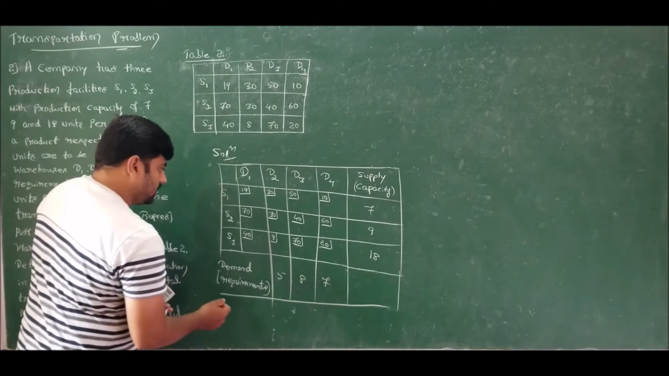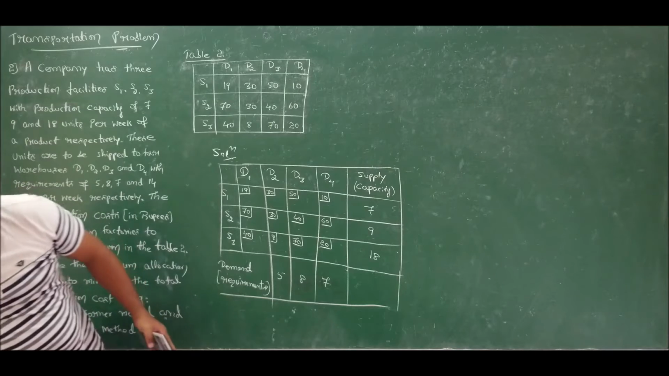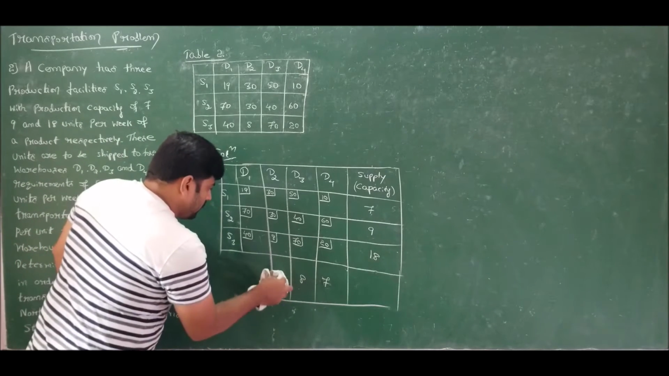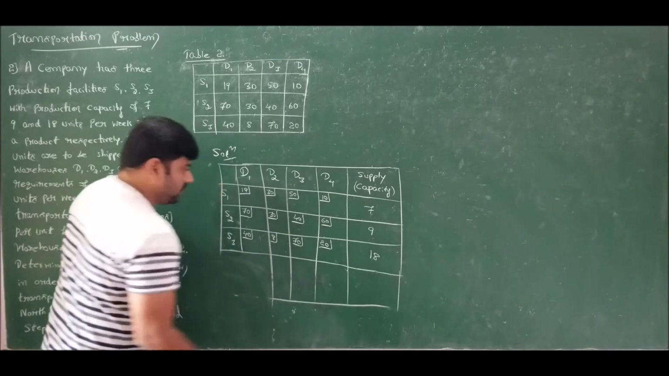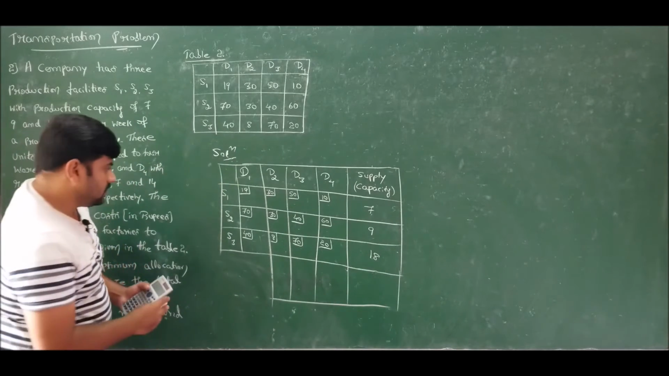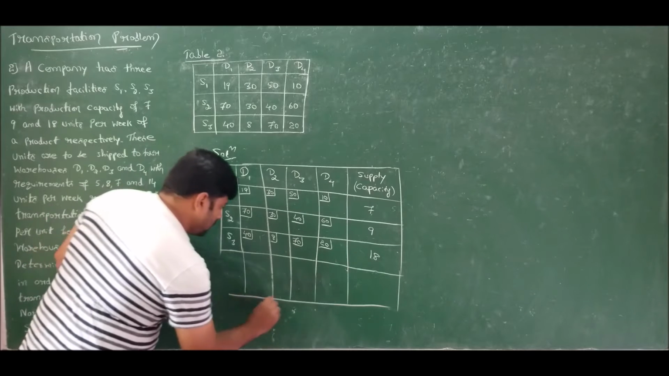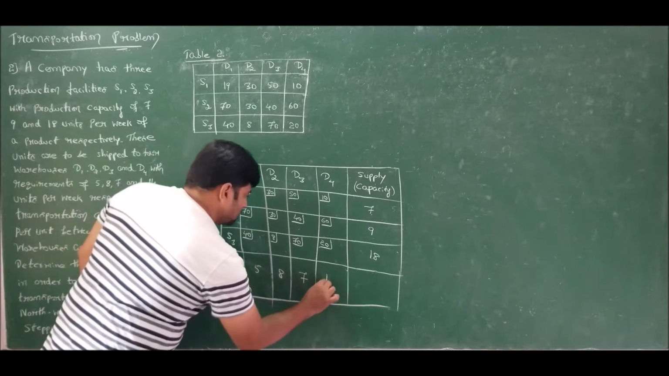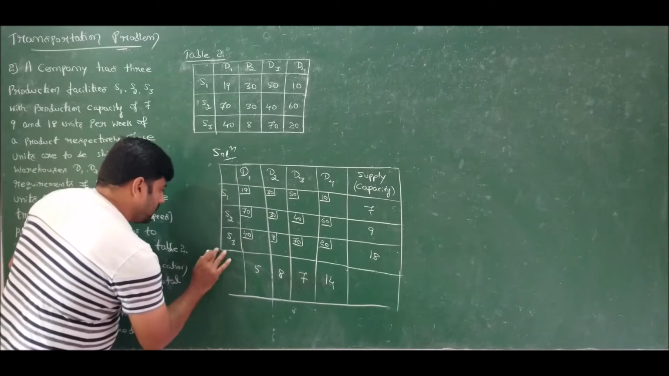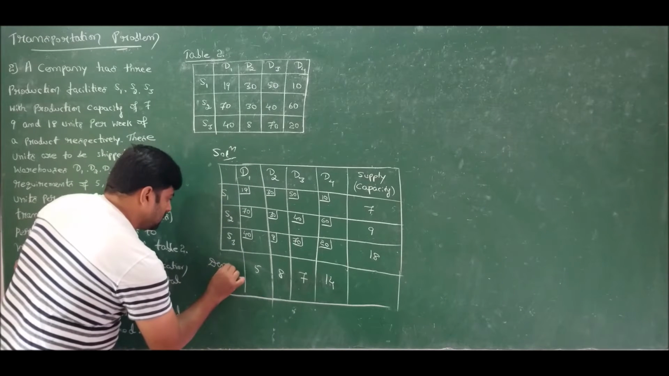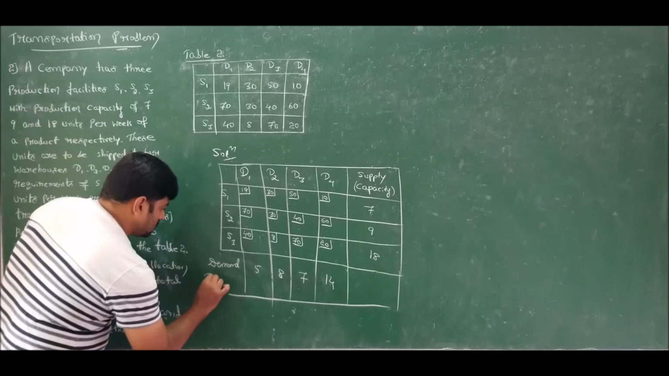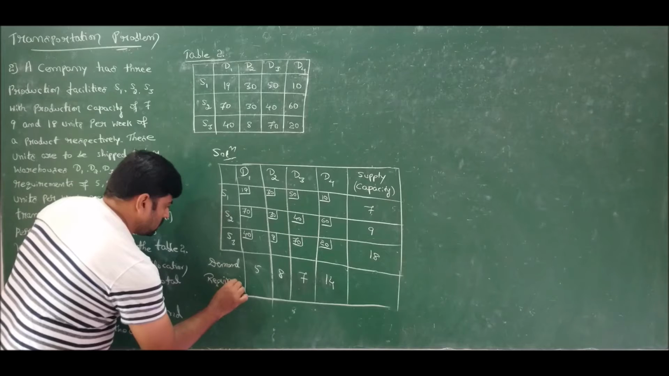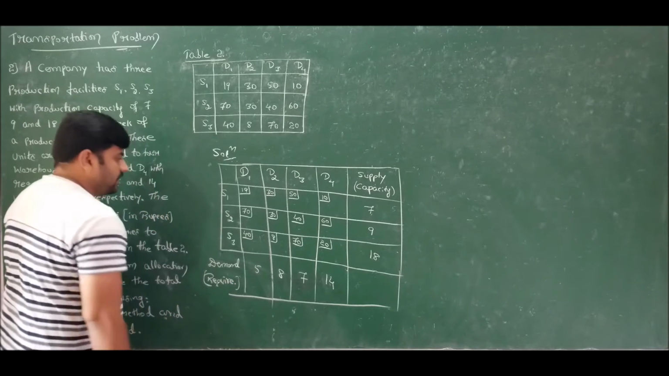Sorry, I skipped a column. So it should be 5, 8, 7 and 14. That is, we should get one more column here. It is 5, 8, 7 and 14. Here we have demand, which is nothing but requirements, which is given for us.